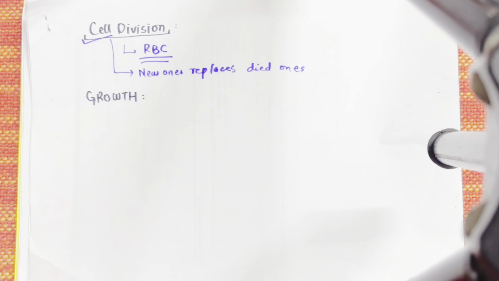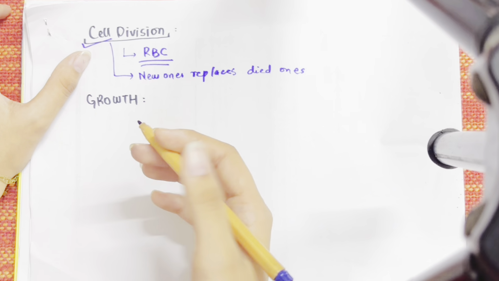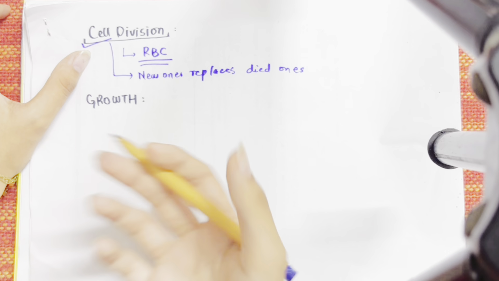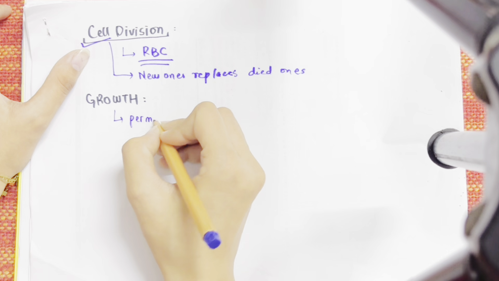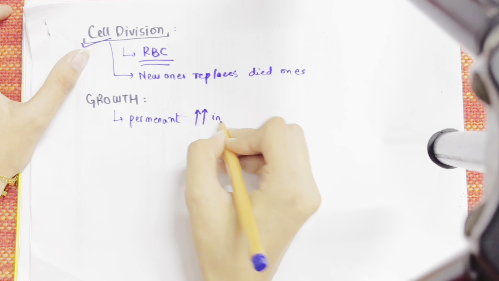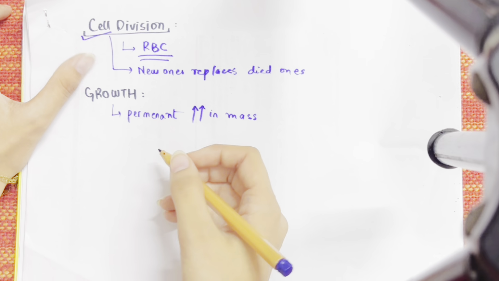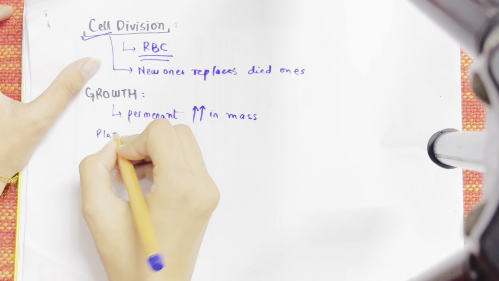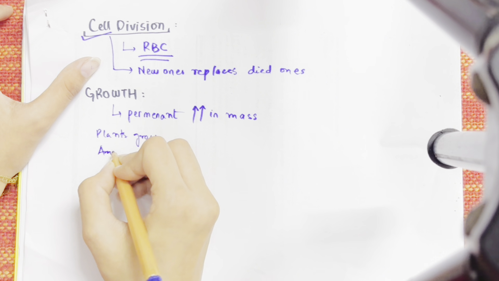Next, when you talk about growth, energy is required for growth. We say that it is because of the permanent increase in mass. Energy is required for the permanent increase in mass, whether the mass of a muscle or the mass of a body. For example, we say plants grow, and animals grow.